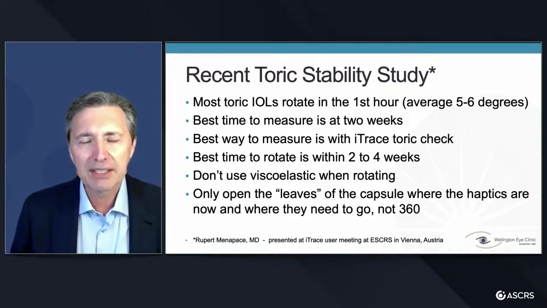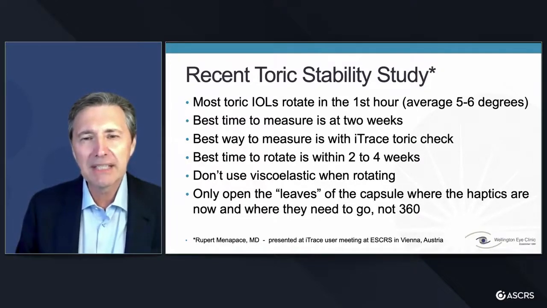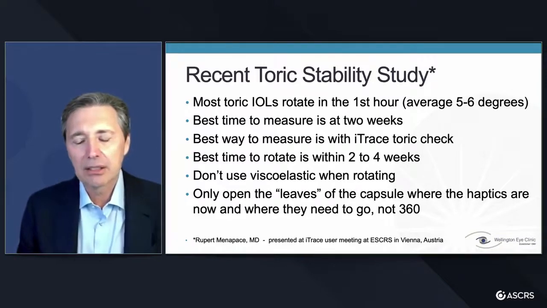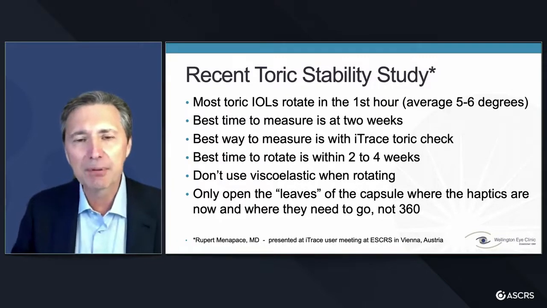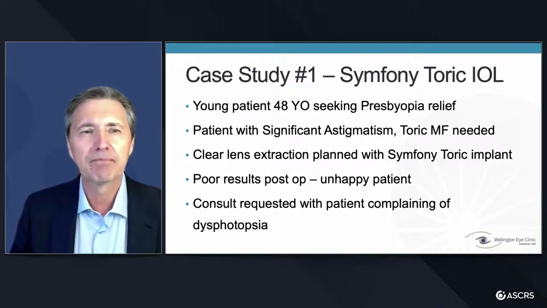Don't use viscoelastics when rotating. Simply open the leaves of the capsule where the haptics are with BSS, and then the area where they need to go to, but don't open for the full 360 degrees.